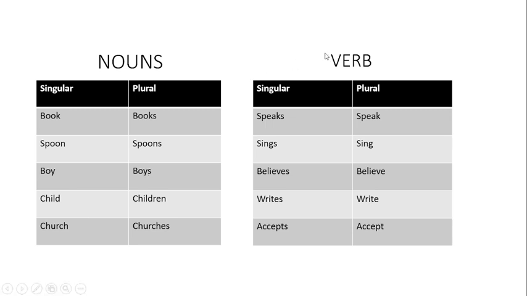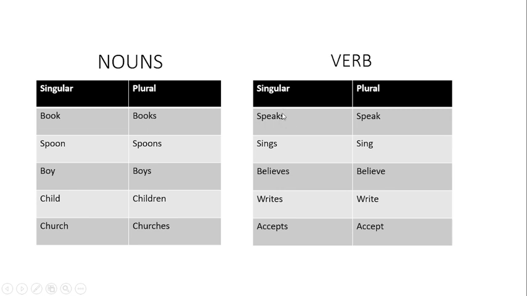In the case of a verb, it is singular when it takes the inflection s. When it takes s, it is singular. That is the inverse of a noun, the opposite of a noun. In the case of a noun, when it takes s, it is plural. But in the case of a verb, when it takes s, it is singular.